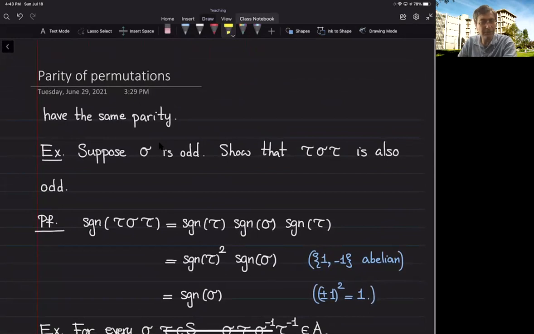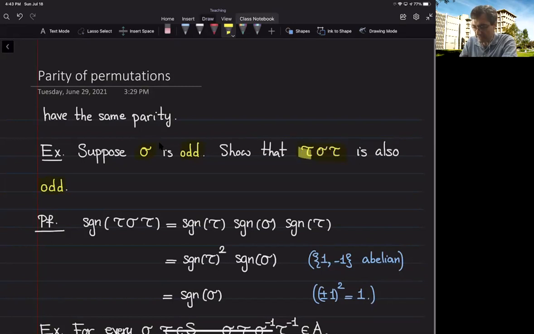Now let's see another result of this type. So suppose sigma is odd. No matter what tau is, I want to show that tau sigma tau is also odd. So parity doesn't change as I multiply sigma by tau from both sides. Again, similar to the previous example, we are going to use the sign function. It's enough to argue why sign of sigma is the same as sign of tau sigma tau.